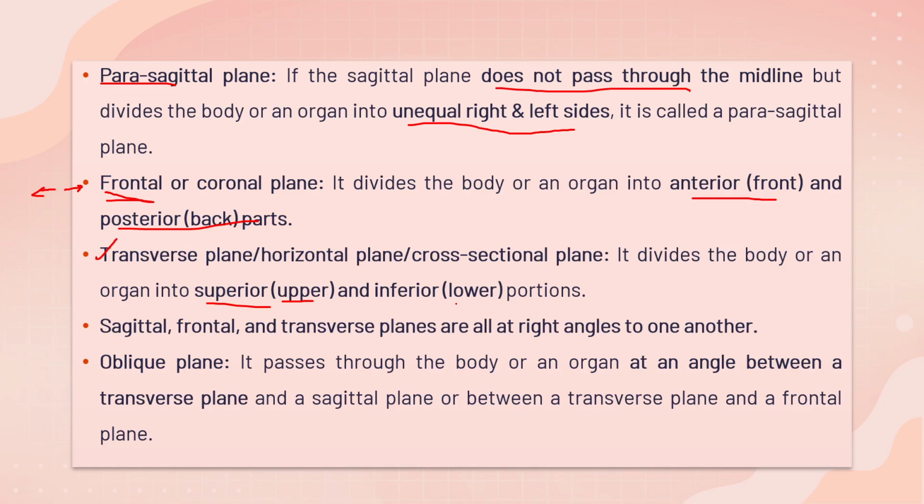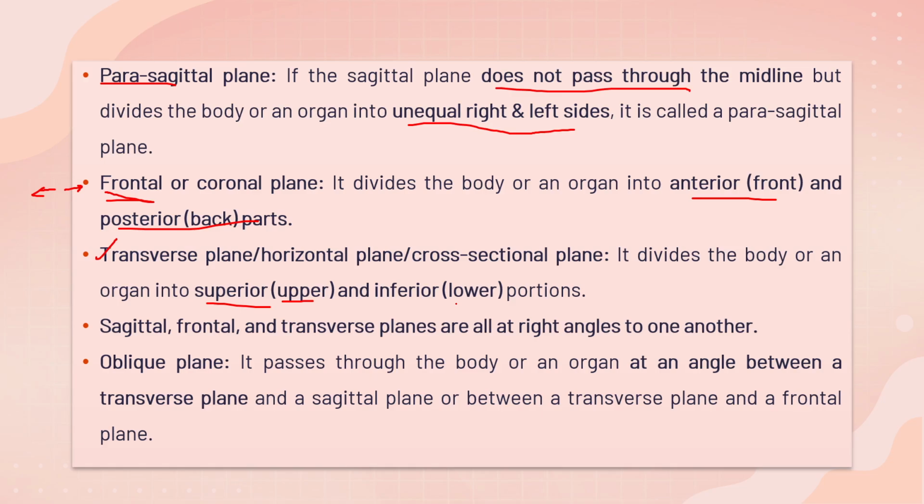You can see the different planes. First is the mid sagittal plane, which passes through the midline of the body and divides the body into equal right and left sections. The frontal or coronal plane divides the body into front and back sections. The transverse plane is the horizontal plane which divides the body into top and bottom sections. And the oblique plane may cross through any of the previous planes.